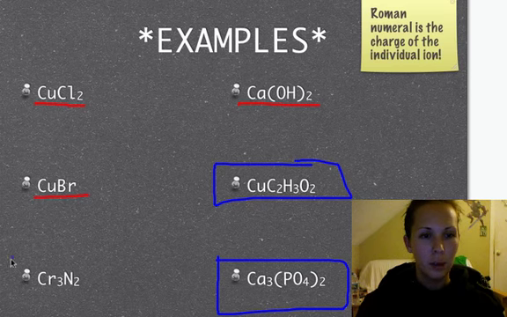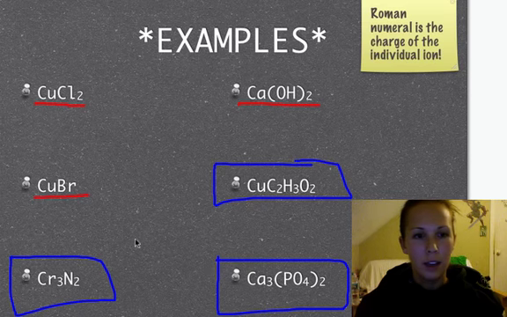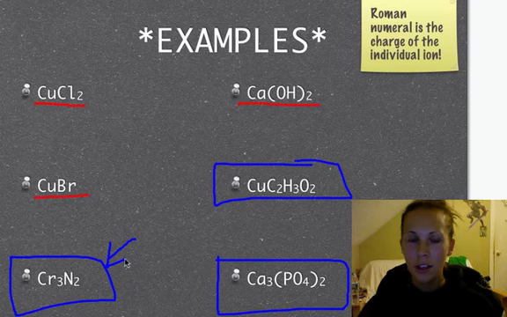I'm going to check these as part of your notes when you come back, so make sure you've done these 3. And for this one in particular, note that the Roman numeral is the charge of the individual ion, okay? So just because there are 3 Cr's doesn't mean that it's going to be like +6 or +12, okay? It's going to be the charge times 3, okay? So you're going by the individual charge, and that's how you name it, okay? Don't name it because there are 3, name it as though there's 1 with that kind of charge.